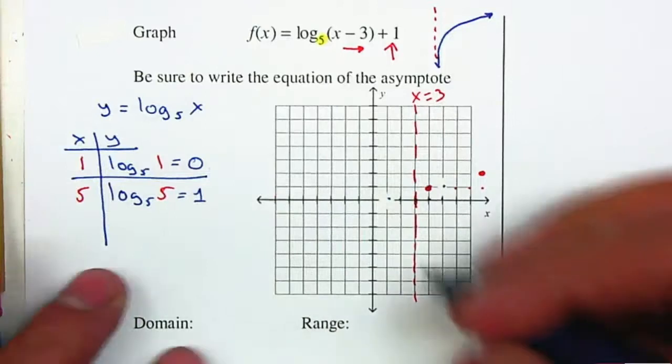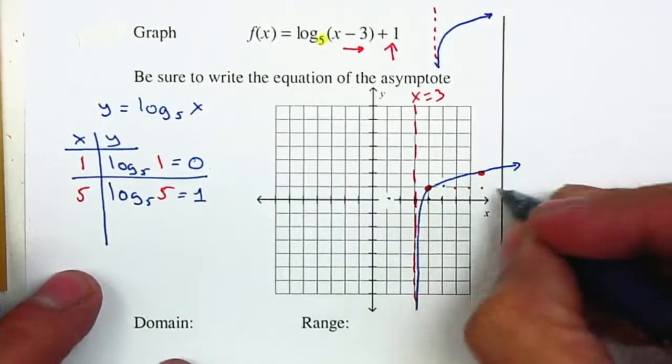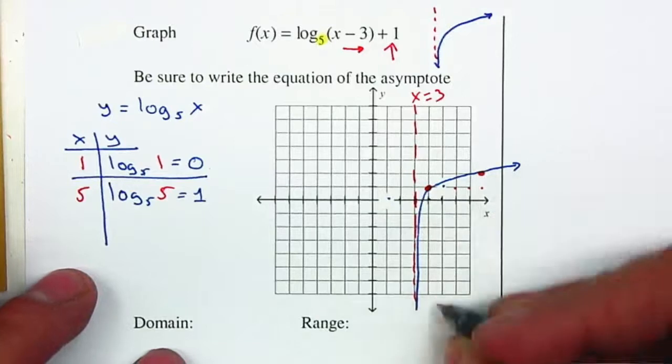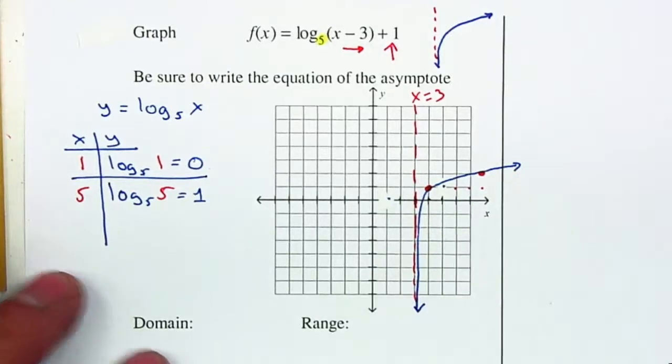And the graph looks something like this. It's still going up, slowly going up, but still continues going up. And on this side, it's getting closer and closer to the asymptote, but never crosses it.